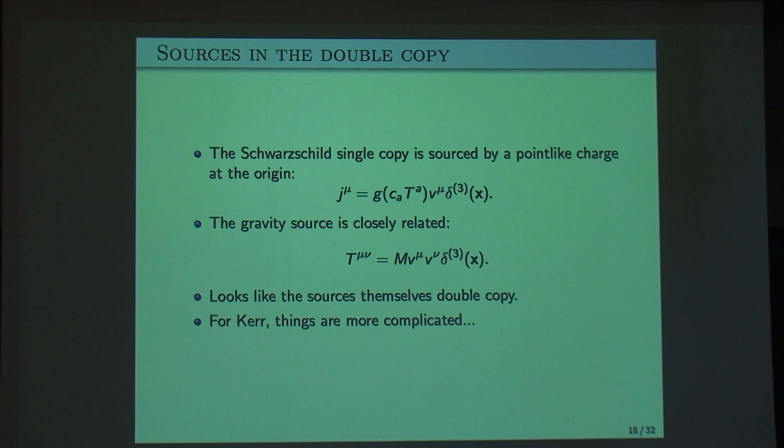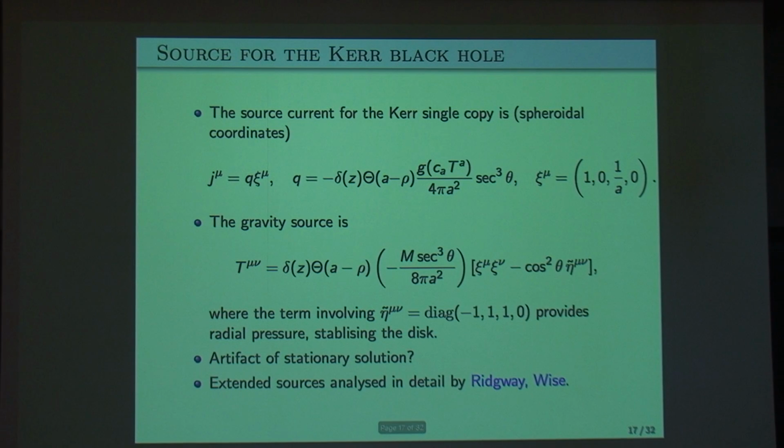So it's a nice result for Schwarzschild, but we do indeed find for the Kerr black hole, things are a bit more complicated. So as I said, the source for the Kerr black hole is a rotating disk of charge, so you can write a source current for that in spheroidal coordinates, which is that the current density you need is some charge profile times just some 4 vector, which is whatever it is. And then this charge profile here, well, the delta function of z just means it's a very thin disk in the xy plane. Rho is the cylindrical coordinate, so this is indeed a disk. And this is just some profile of charge on that disk.